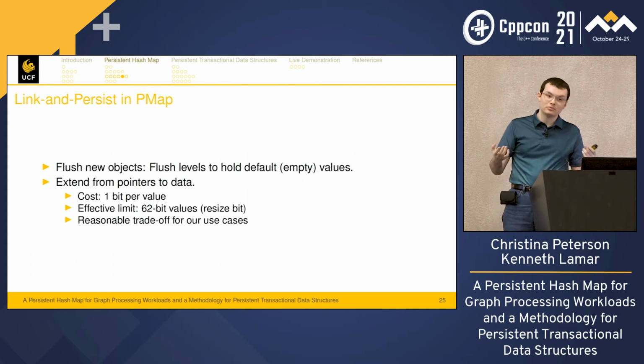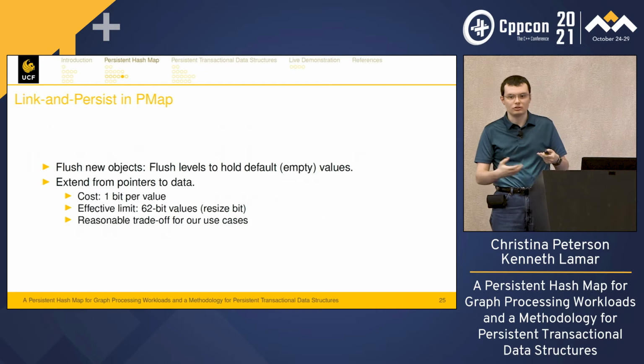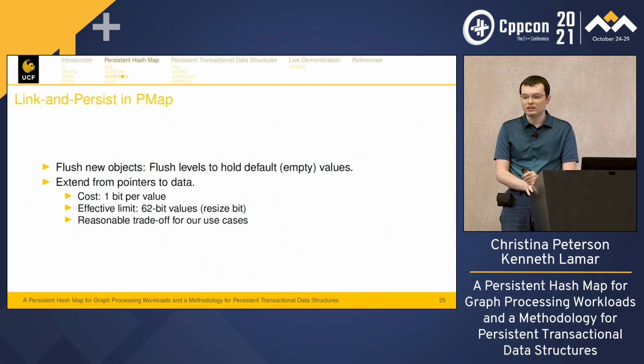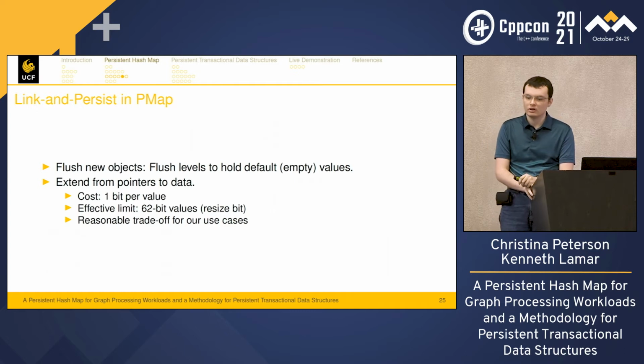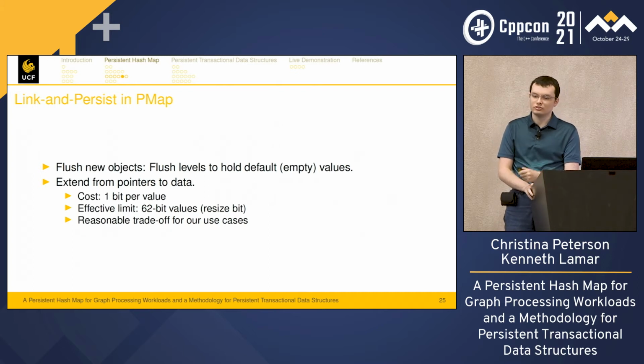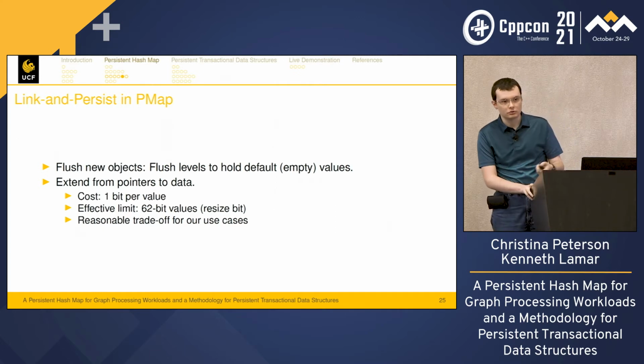So that example was dealing with linked lists. My hash map is array-based. And so the concept for flushing new objects before introducing them is that when you allocate a new level, you have to make sure that you flush all of the default empty values for that table at that level. And a contribution of my work is to extend the link and persist to apply to data rather than just pointers. So remember, this will also cost 1 bit per value. And if you remember, the resizing scheme also cost a bit. So this means that effectively we're limited to 62-bit values. We consider this a reasonable trade-off for our use cases.